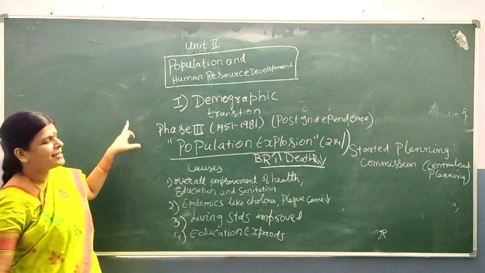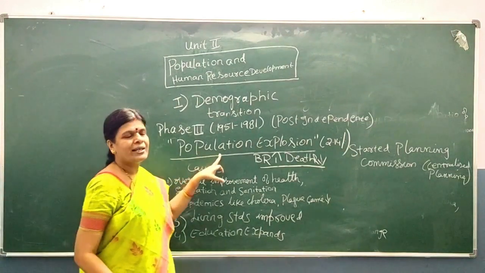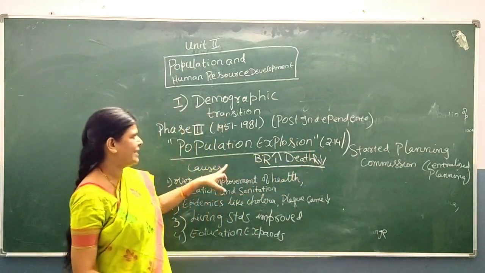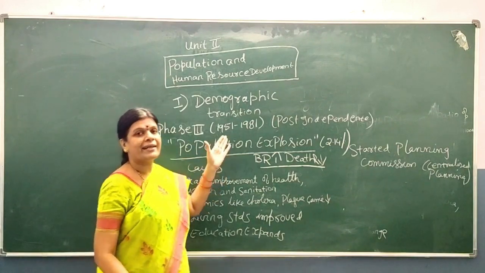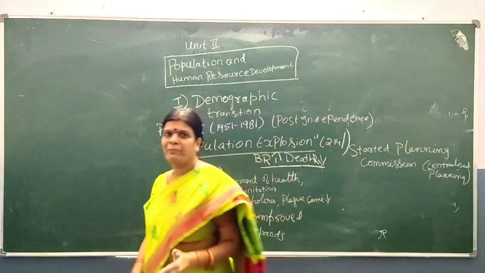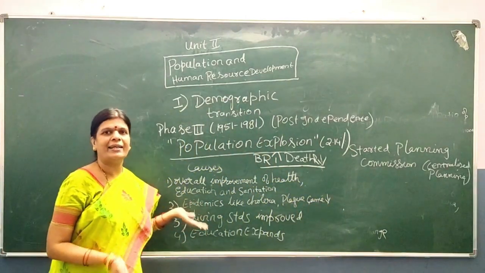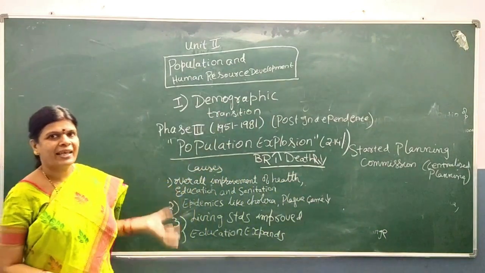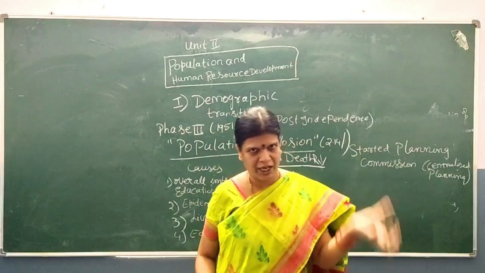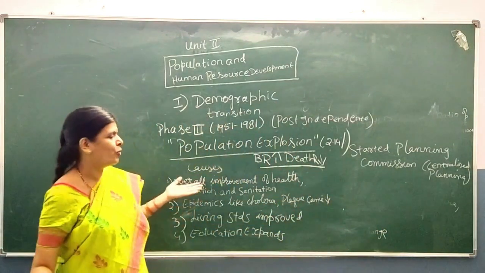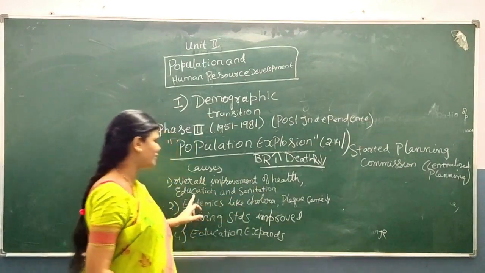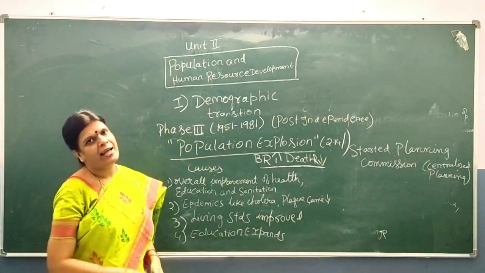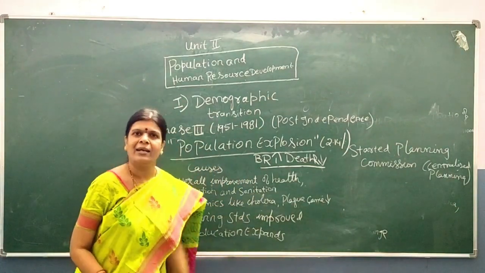This is called phase 3, 1951 to 1981, post independence. This is the extension of the second stage. This is called the stage of population explosion. Growth rate of population is 2.1%. What is population explosion? Birth rates are high, death rates are low, which leads to overall increase in population. Malthus explained that food grains become scarce due to increase in population. That is called population explosion. Causes are overall improvement of health, education and sanitation, epidemics like cholera and plague came down, living standards improved, education expanded. These are causes for population explosion.